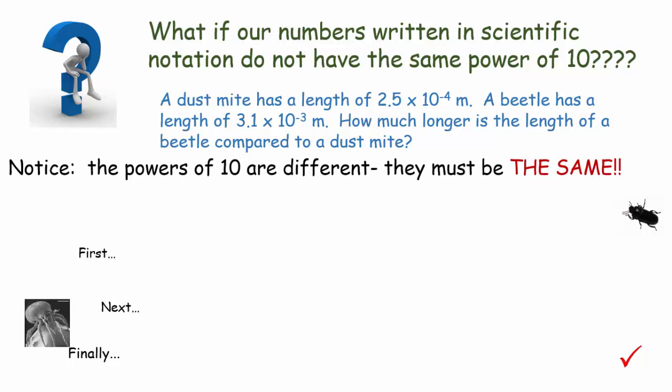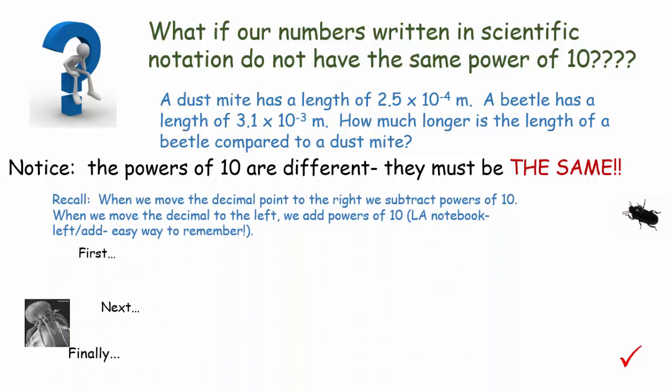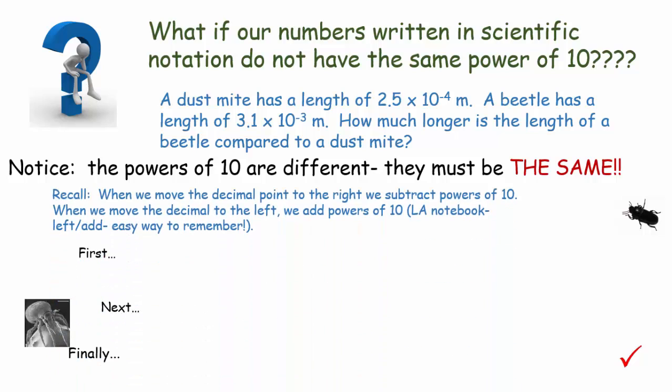First thing you need to notice is that the powers on the 10 are different, and they have to be the same. You can't have one power of 10 be negative 4 while the other power of 10 is negative 3. They must match. And you'll also remember when we move the decimal point to the right, we subtract powers of 10. When we move the decimal point to the left, we add powers of 10. You remember LA, left add. That's your easy way to remember.